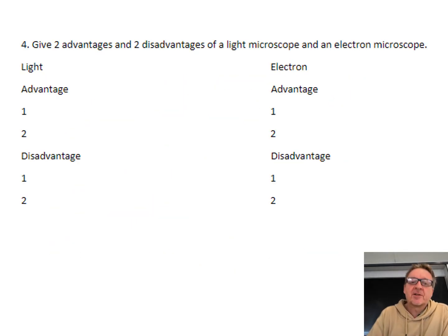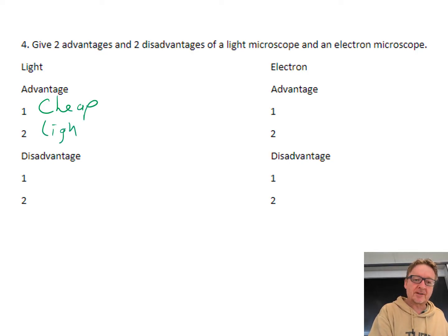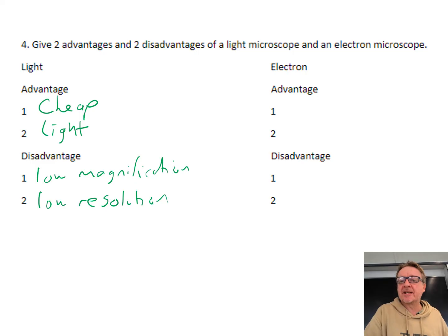Number 4, give 2 advantages and 2 disadvantages of light microscope and electron microscope. So an advantage of a light one is the fact that it's cheap. It's also light to carry. A disadvantage is it has a low magnification, you can get up to about times 400, something like that, and it's also got a low resolution, which means you can't distinguish between 2 points particularly clearly.